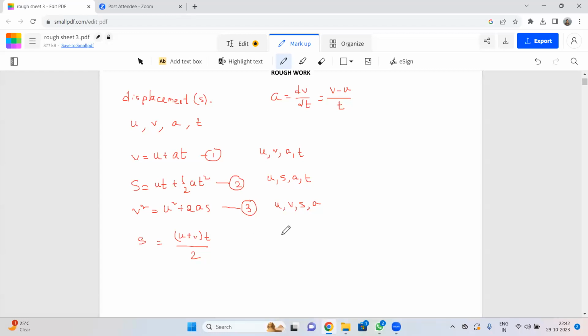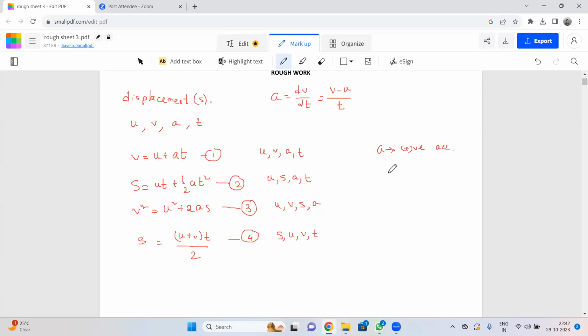So that is also you can check, it is between S, U, V, and T. Okay. Now one more thing here, the value of A. That means A is here positive acceleration.